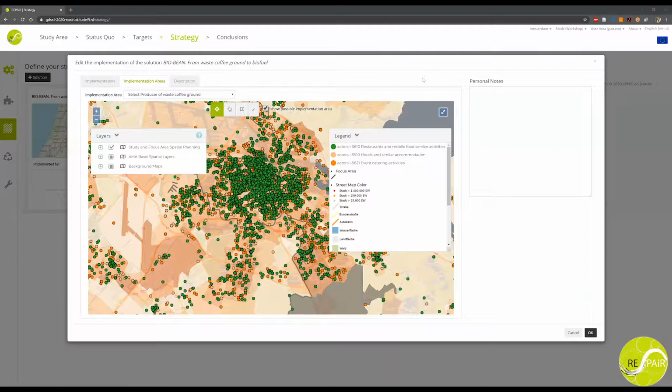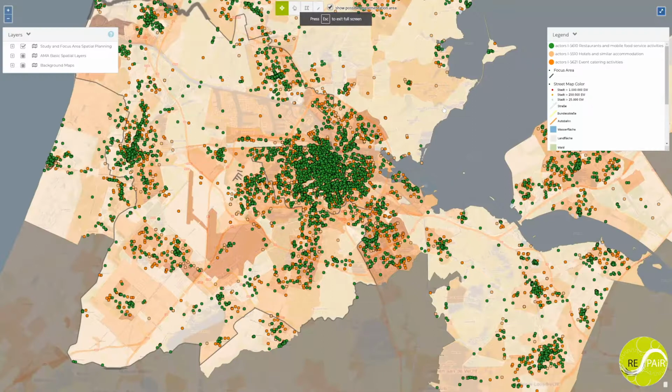Here, a participant of a small group wants to draw on the map an implementation of the solution in the center of Amsterdam and outside. The background map shows all actors that generate coffee grounds waste in the study area. Using the GDSE, participants can draw multiple implementations of the same solution and also of other solutions that are part of the integrated eco-innovative strategy to develop the circular economy in the city of Amsterdam.